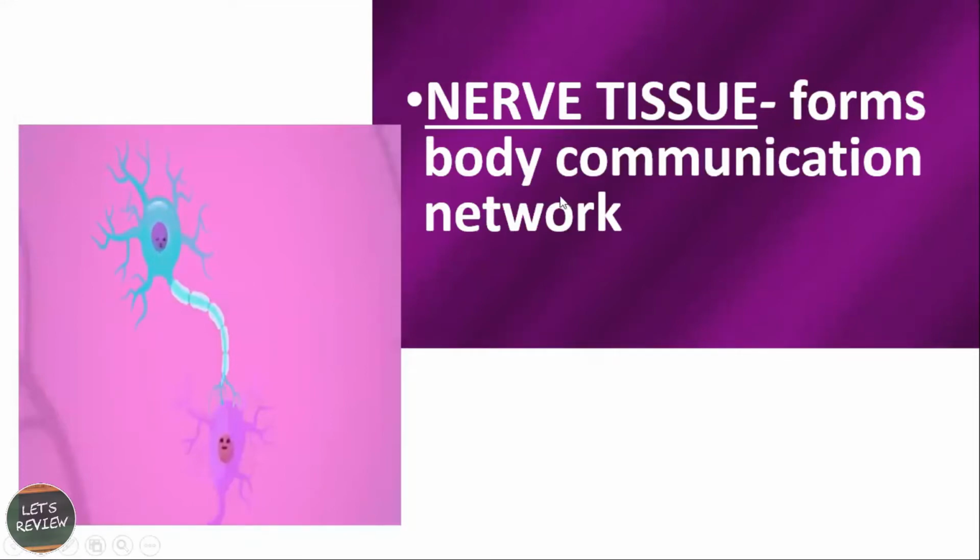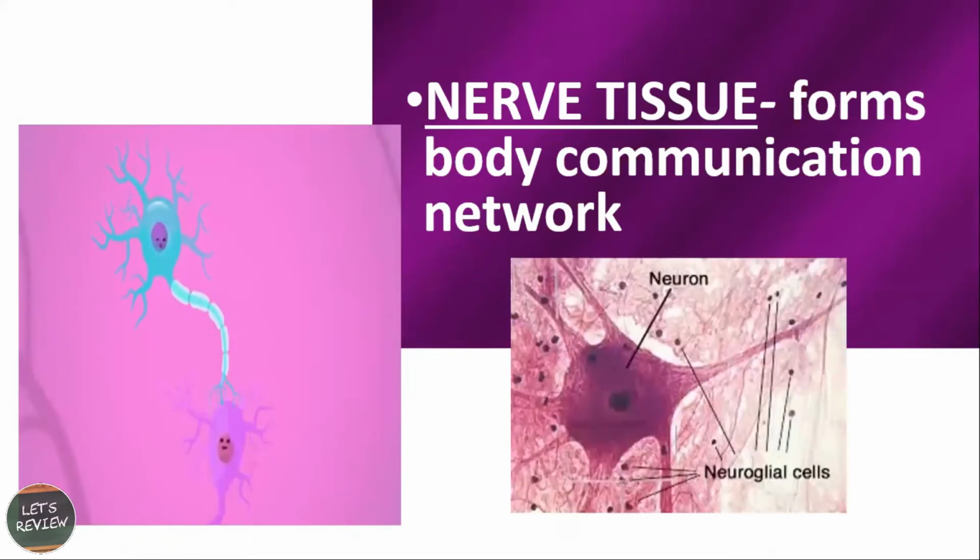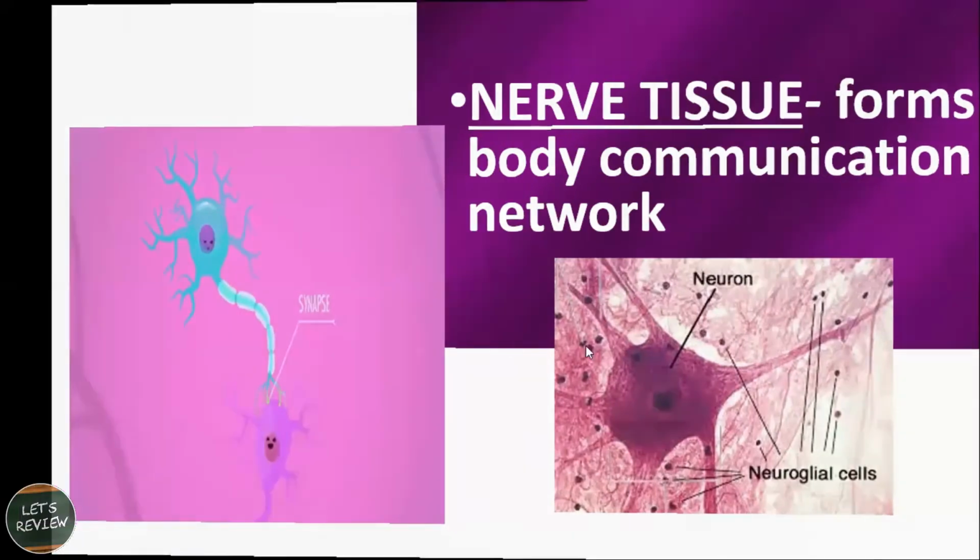Skeletal tissue or muscle is considered voluntary and controlled by you. But when you accidentally hold something hot, the nerve tissue acts, sending a message to your brain for you to move your hand away from the hot object. And this is what it looks like under the microscope.